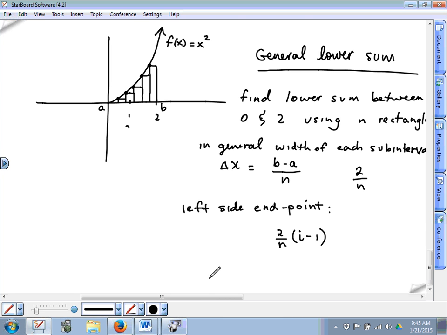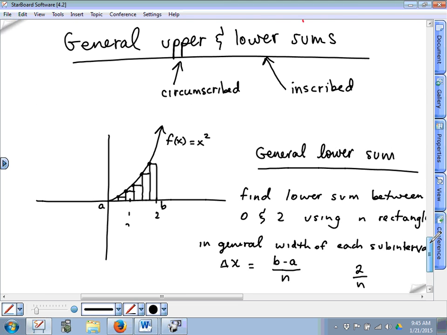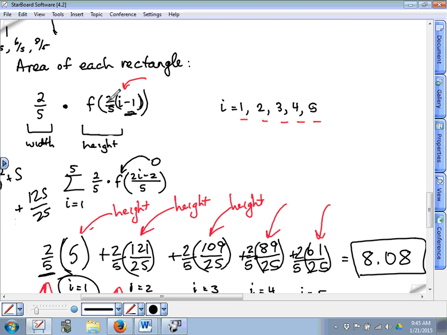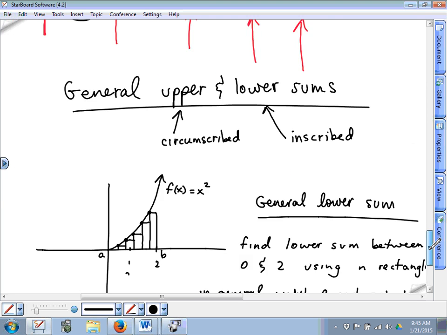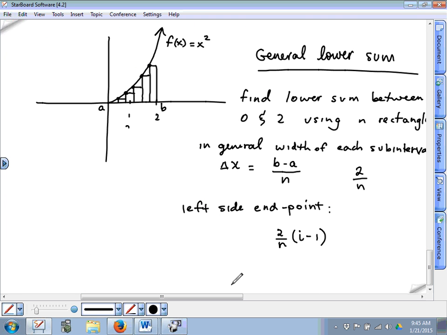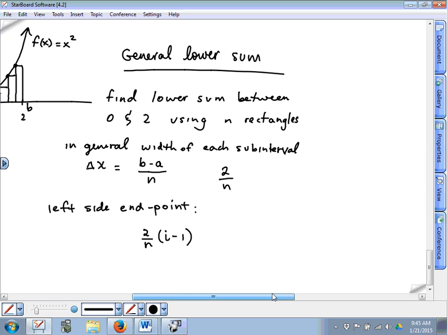You with me still? Left side of each endpoint means we're going to be 2 over n times i minus 1. Now look back at our last example. What did we do with this value? In this case, it was 2/5 times i minus 1. What did we do with that value? We plugged it into the function to find the height of each rectangle, right? We multiplied each height by the width, because a height and a width makes an area. How many rectangles? In that case, it was 5. In this case, it's n number of rectangles. Okay?